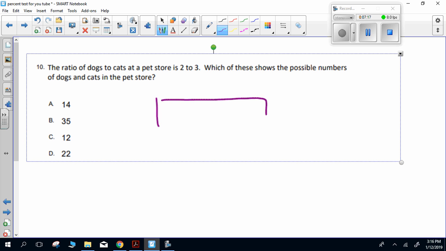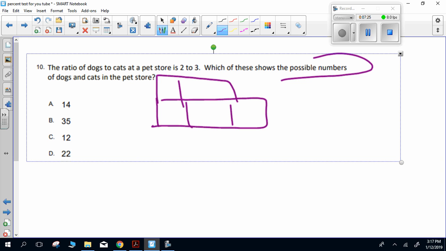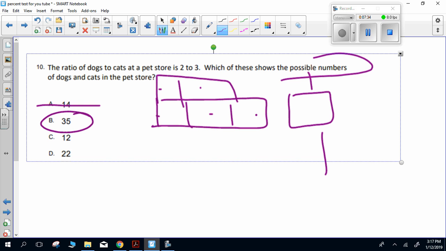Next one, the ratio of cats to dogs is 2 to 3. And remember the total number of animals is going to go here. So since I have 5 boxes, I want to look for a number that's divisible by 5. So no, yes, no, no. The answer choice is B.